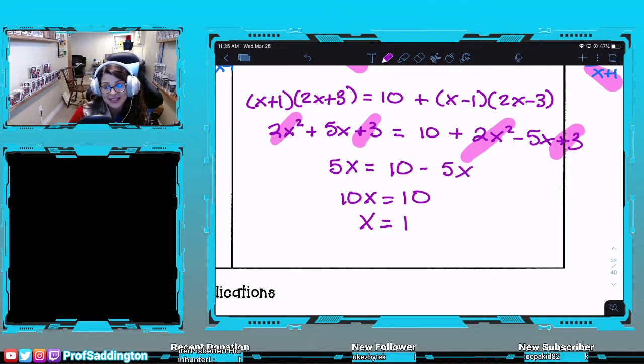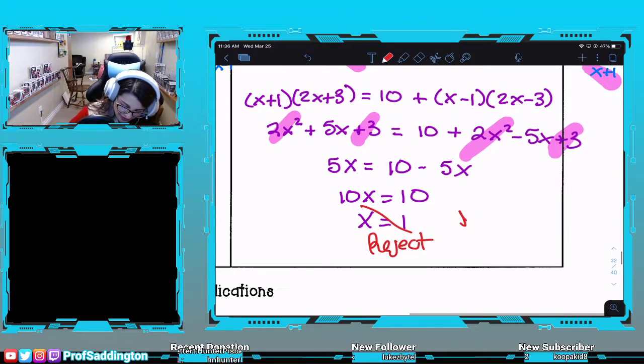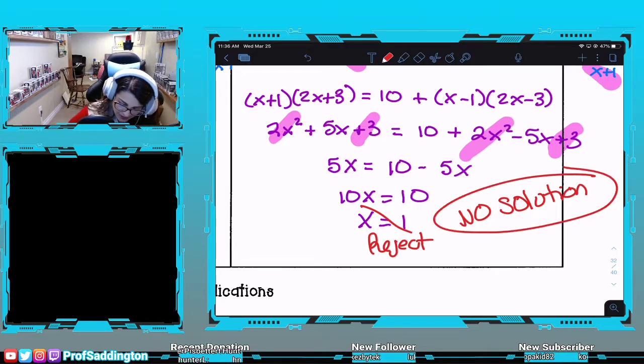But as we said at the top, x is not allowed to be 1. So we're going to reject this. And now you might be thinking, crap, I don't have anything left. That's okay. There is no solution. And that is okay. So we do not get a real solution for that question.